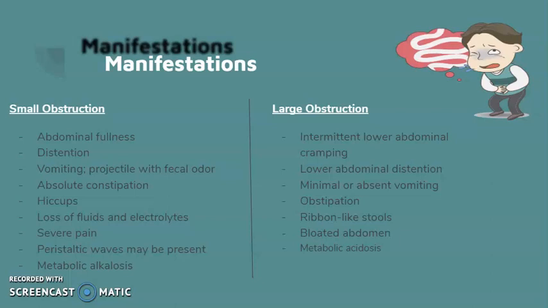Large obstructions, they're going to be having intermittent lower abdominal cramping, lower abdominal distension, minimal or absent vomiting, obstipation, which means that they're not having a bowel movement at all, or if they are, it's going to be ribbon-like stools, bloated abdomen, and they will be showing signs of metabolic acidosis.